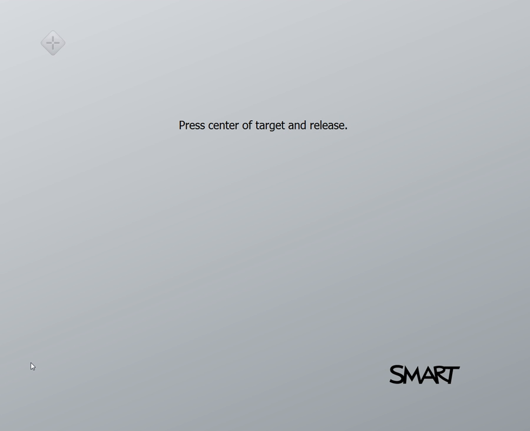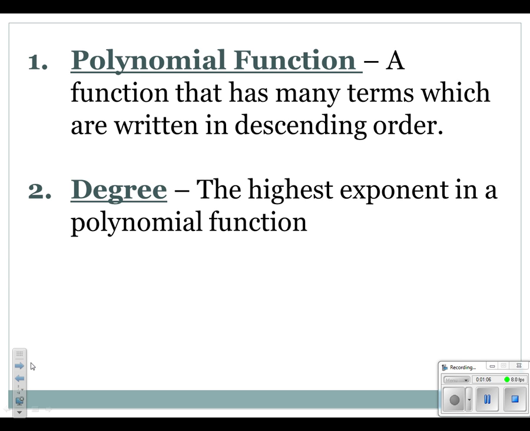Sorry, my pens aren't aligned here. I'm going to take a break for a sec. Hold with me. All right, let's try this arrow button again.